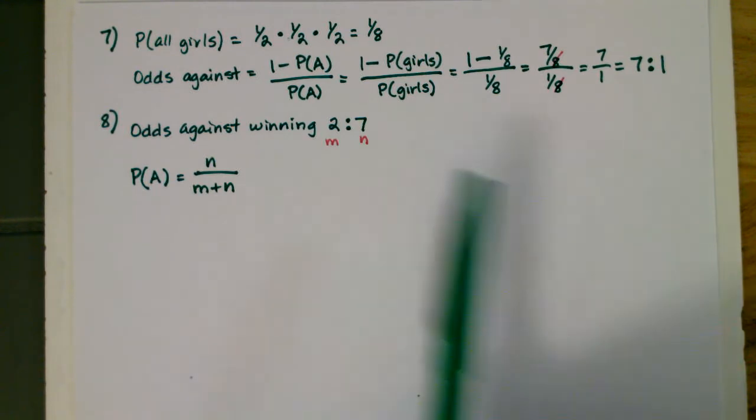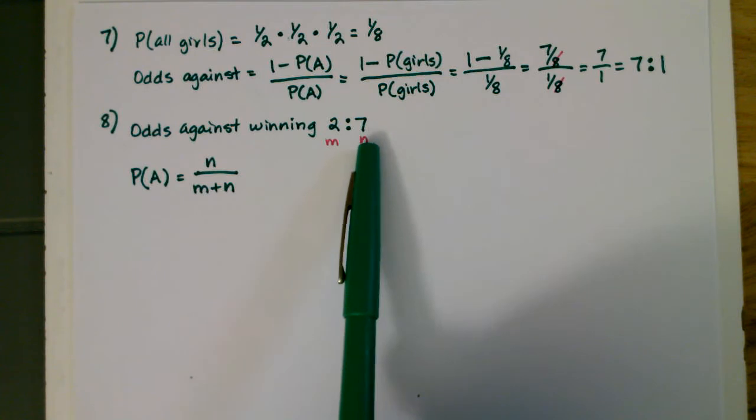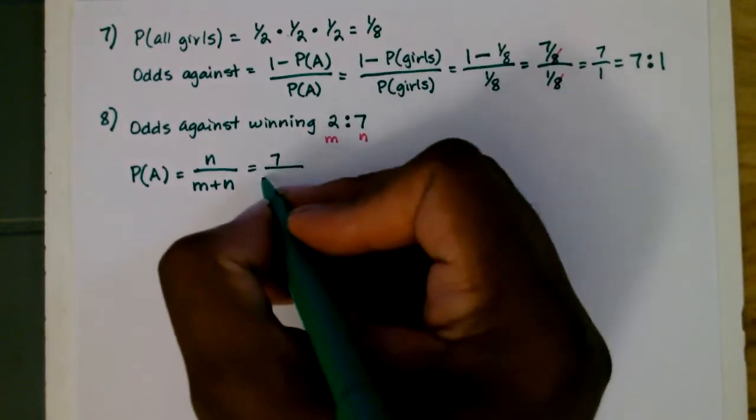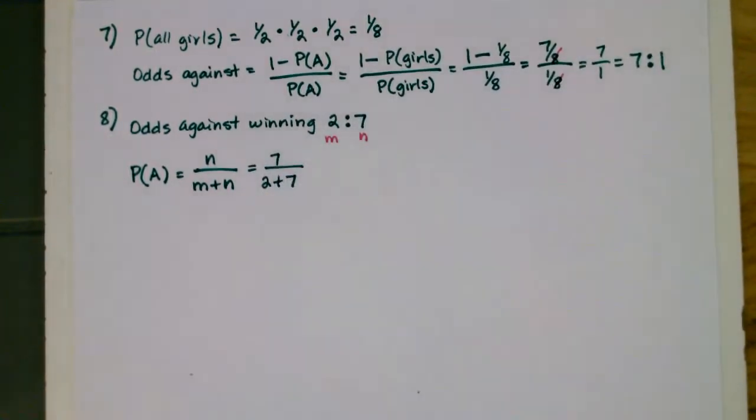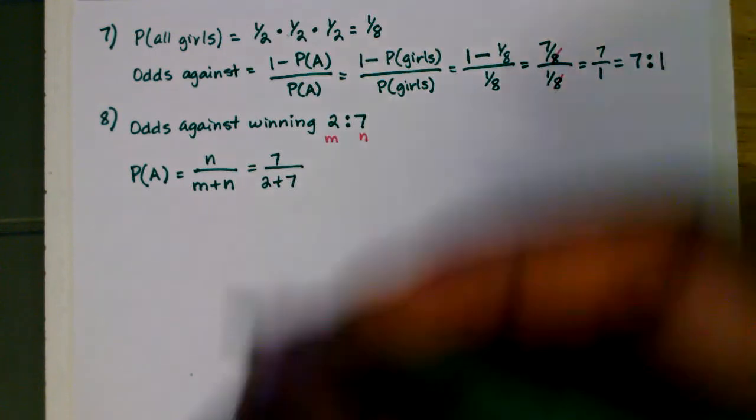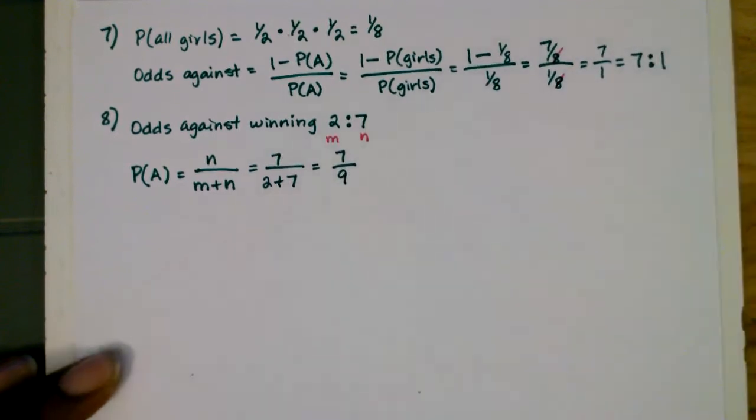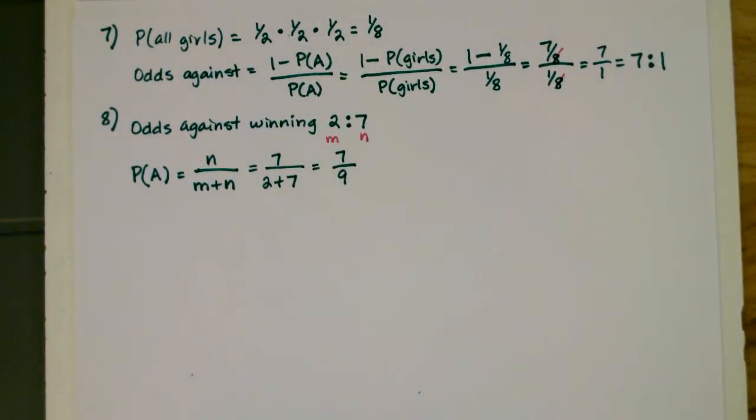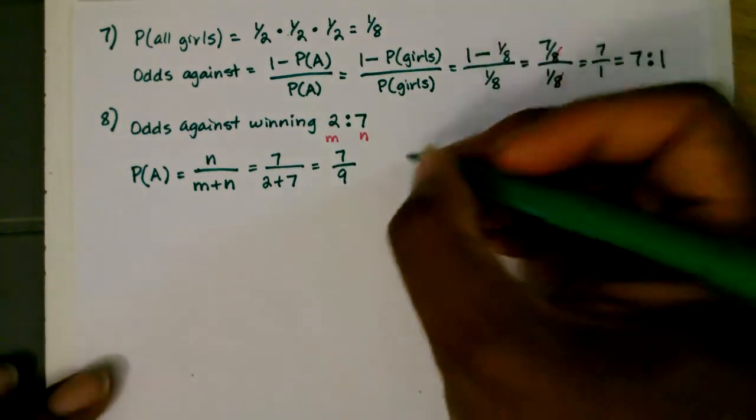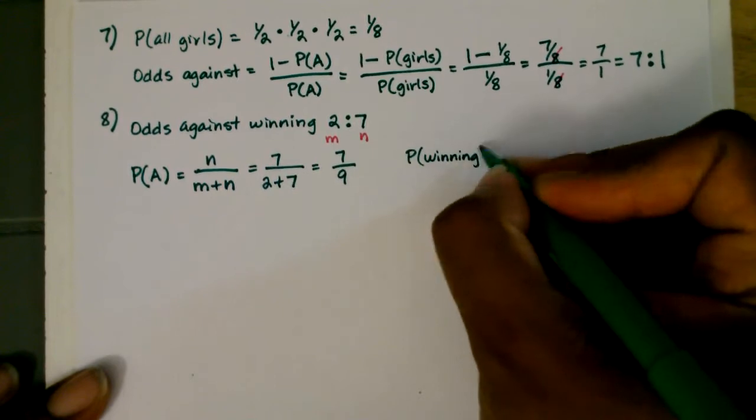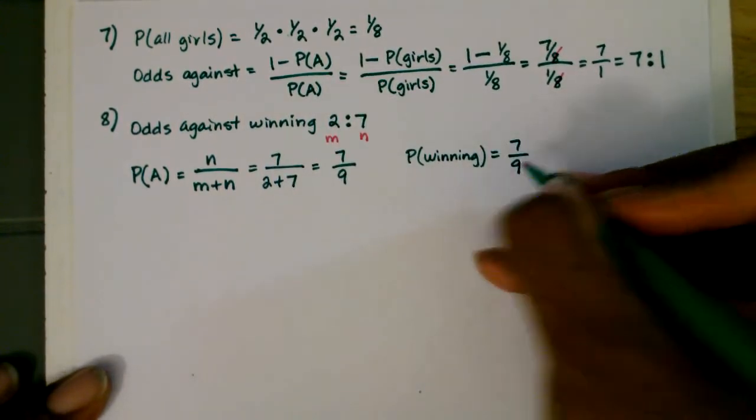But in this case, for odds against, your n is the second number, which is a 7, over the sum of those two numbers, m plus n, 2 plus 7. So I bring the 7 over and add 2 plus 7, which is 9. That represents the probability of Deborah winning first prize. So in this case, the probability of winning first prize would be 7 over 9.